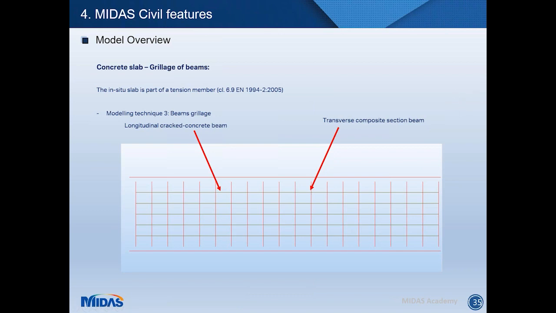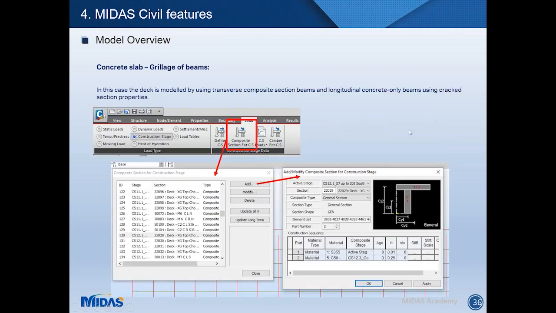In this case, you would create a grillage of beams. The longitudinal beams are given the cracked concrete beam properties, while the transverse beams are made composite for this type of bridge with the steel transverse girders. And to do that, you use the composite section for construction stage.